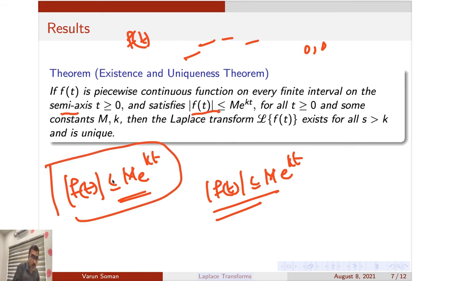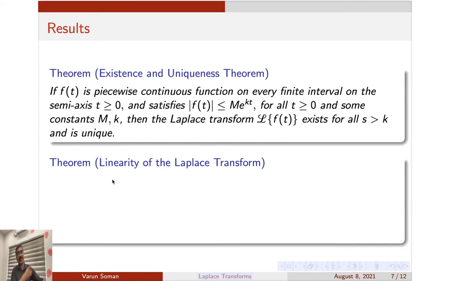That is one theorem. Another important theorem which can be asked, and whose proof you should know, is the linearity of the Laplace transform. So what do you mean by linearity of the Laplace transform? It is very, very important in applications. You should understand this theorem well. What do you mean by a function being linear?